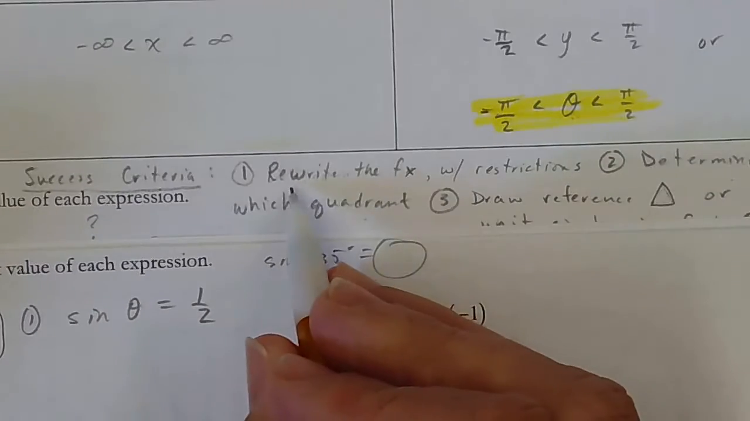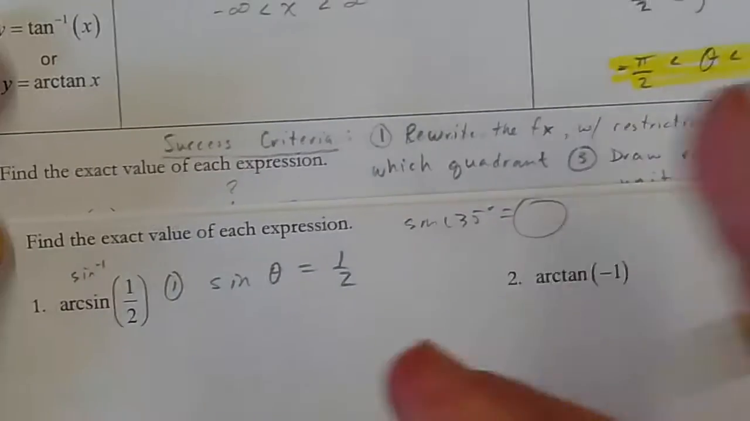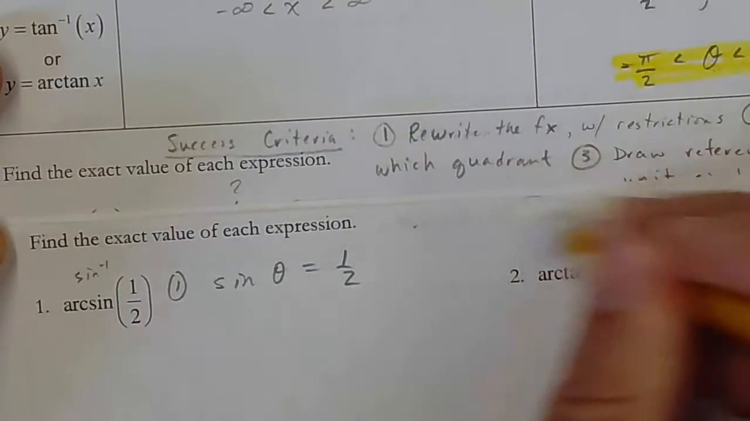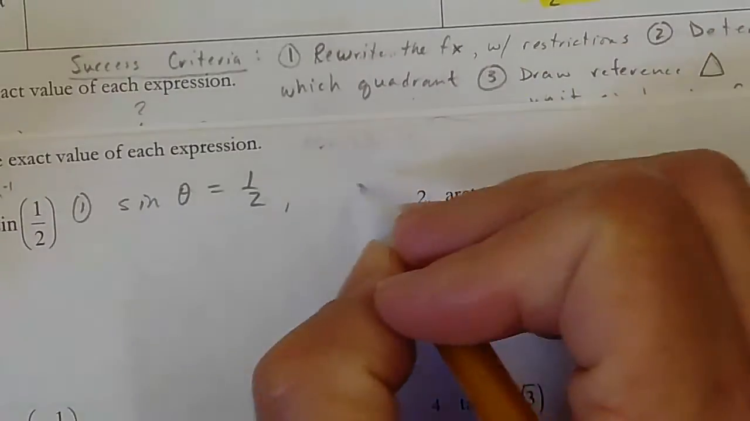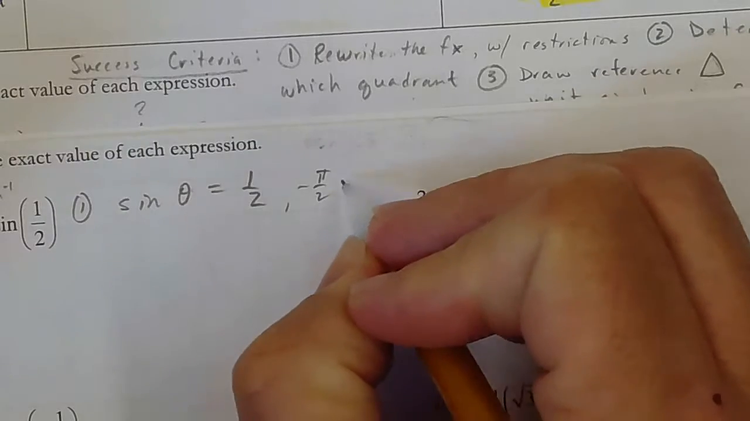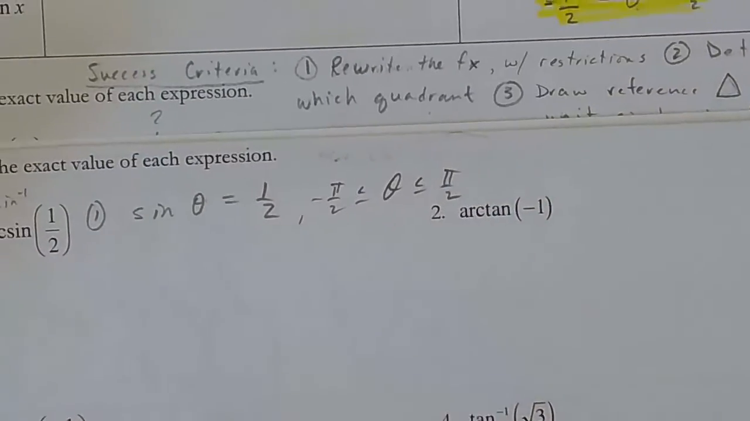All right, now, so I rewrote the function so we understand what we're looking for, and then also want to add the restrictions. So the restrictions on sine are right above. The angle has to be between negative pi over 2 and positive pi over 2. So negative pi over 2 to positive pi over 2. Okay?